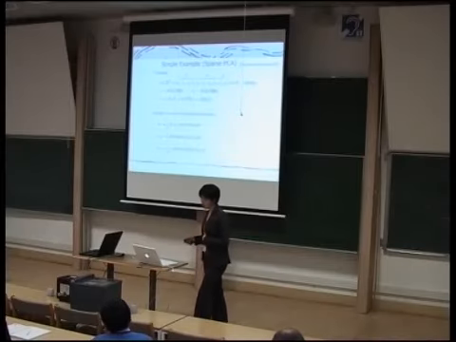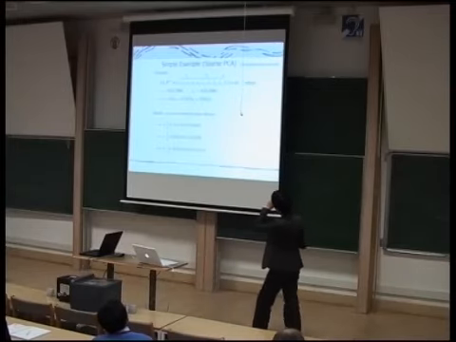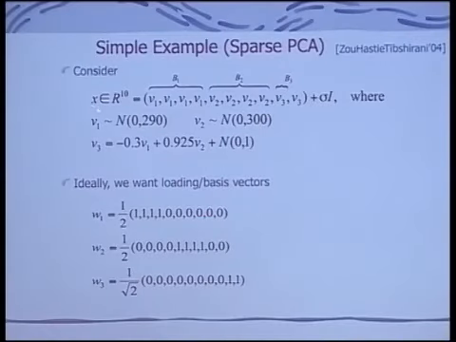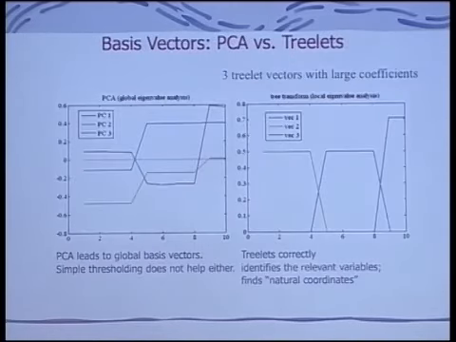So let's look at a simple example of how treelets can uncover the localized structures of the data. Here the input vector is a random vector with 3 groups of statistically indistinguishable variables. And these groups are also weakly correlated, which makes the problem a little bit harder. So ideally, we would like to compute loading vectors that are indicator functions of these hidden groups. And this is also what treelets are doing.